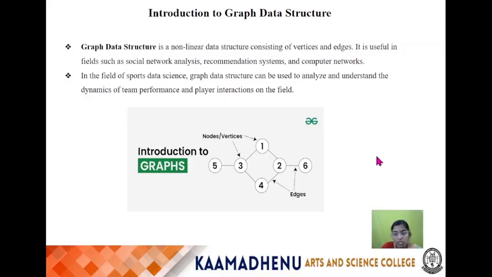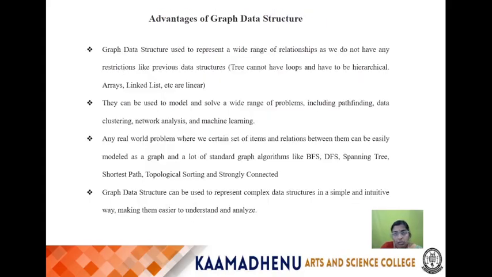So this is the representation of graph. So in this graph we have nodes or vertices and edges. So these are the advantages of graph data structure. Graph data structure is used to represent a wide range of relationships, as we do not have any restrictions like previous data structures: trees cannot have loops and have to be hierarchical, arrays, linked lists, etc. They can be used to model and solve a wide range of problems including pathfinding, data clustering, network analysis and machine learning.